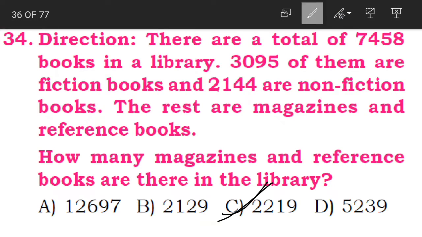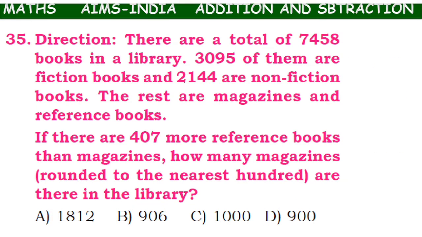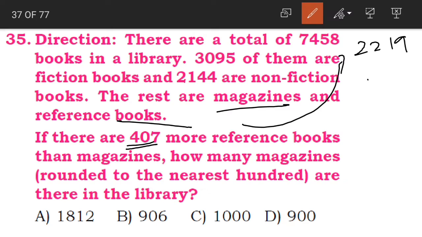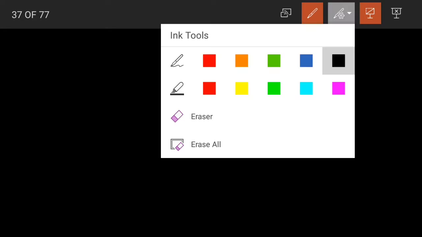See, what did we find out? We found out that 2219 is the total number of magazines and reference books. From that there are 407 more reference books. Just now we have done a somewhat similar question. What did I tell you? First remove this extra from the given number. 9 minus 7, 2. 1 minus 0, 1. Now here 2 minus 4 is not possible, so we are borrowing. 12 minus 4, 8, and 1 here. 1812.